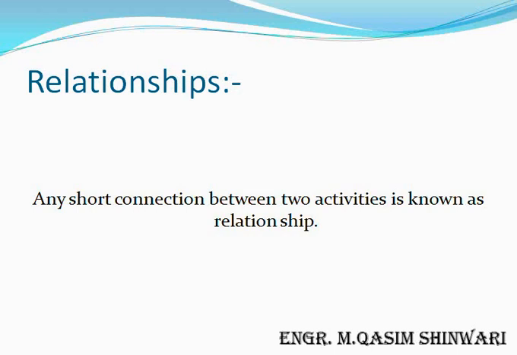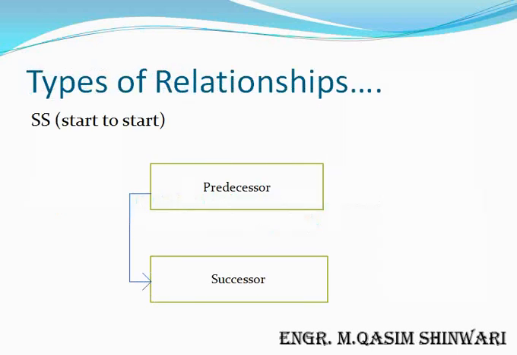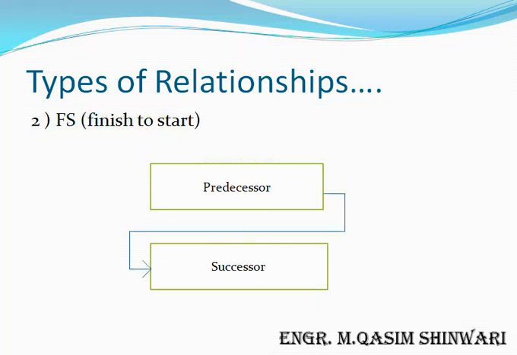Relationships. Relationships can be defined as any logical connection between two activities. There are many kinds of relationships. For example, first is start to start, generally known as the SS relationship. In this relationship, the predecessor and successor both start simultaneously. The second relationship is finish to start, when the predecessor ends, then the successor will start. It is denoted by FS.